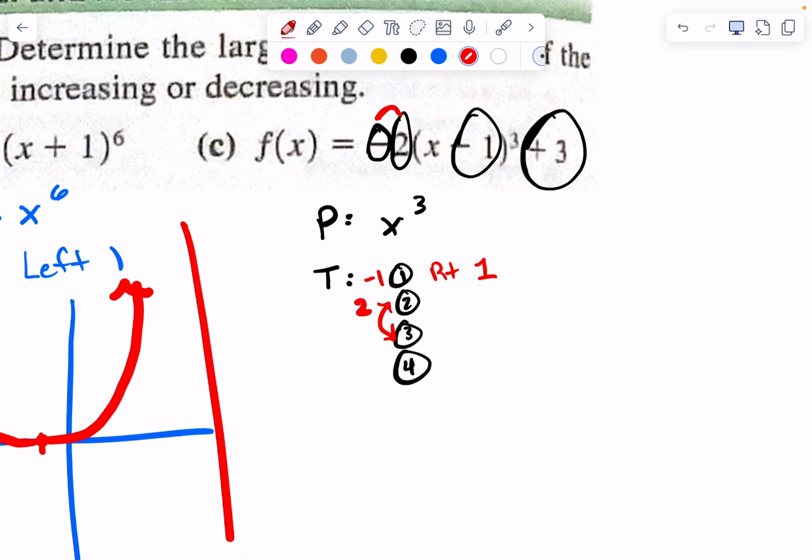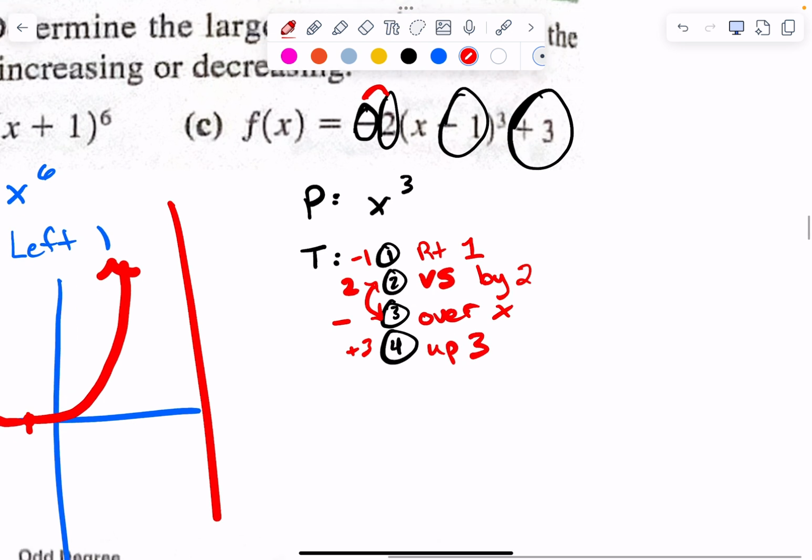Okay, the 2 is going to vertically stretch by 2. We're multiplying him by 2, which makes him twice as tall. The negative flips him over the x-axis, you're right. And the plus 3 is up 3.